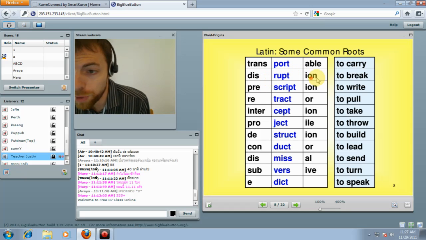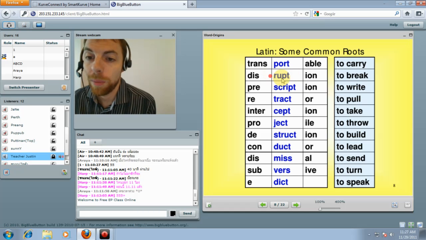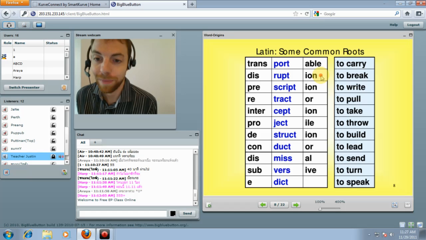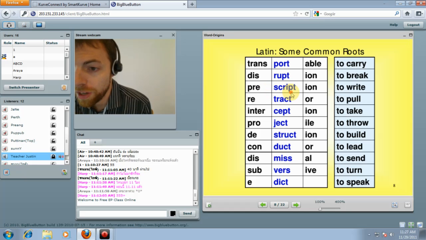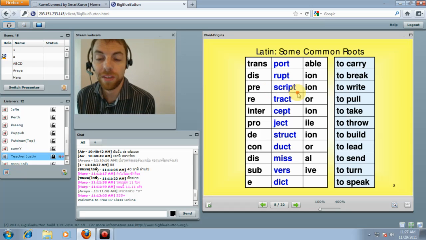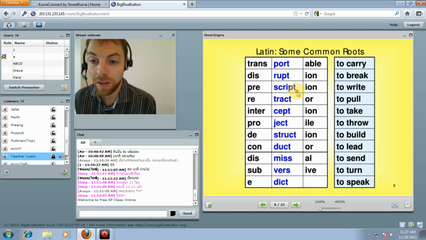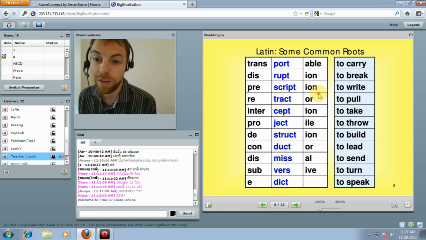Next, a disruption. Rupt is to break. So rupt is an old Latin word meaning break, and when you see it in a word, maybe it helps you think about the meaning. Next, a prescription. Script is to write. So anything with the word script in it is about writing, something about writing. And a prescription is when you go to the doctor and they write you a note about the medicine you need.